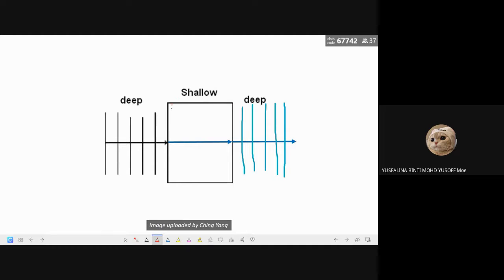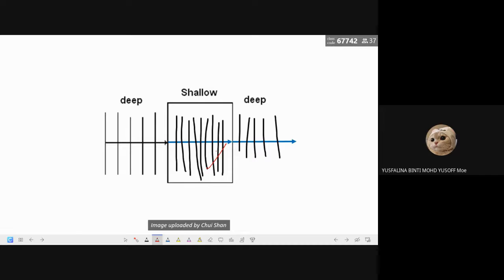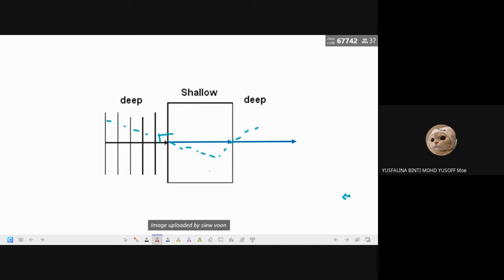Okay, so for this one, Qingyang, you should draw closer to each other, right? Junhin, wrong. Okay, Chushan, correct. Okay. Can you understand why I said that you don't need to draw the angle here? Because this is the direction of the propagation, right? And at the same time, this is also the normal line. So the angle of incident is 0.